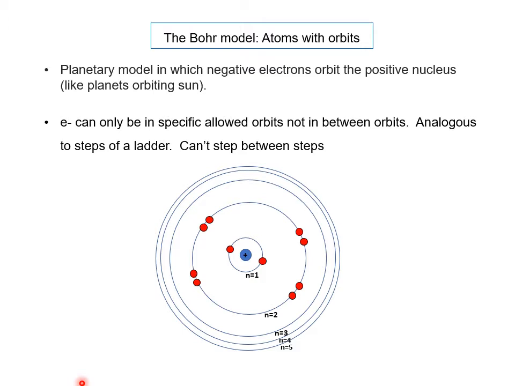Electrons can only be in specific allowed orbits and not in between orbits. So this is analogous to the steps of a ladder where you can't step in between steps and you have to step on the actual steps. So each of these circles here represents an orbit. Electrons can only be in these orbits and not in between two orbits.